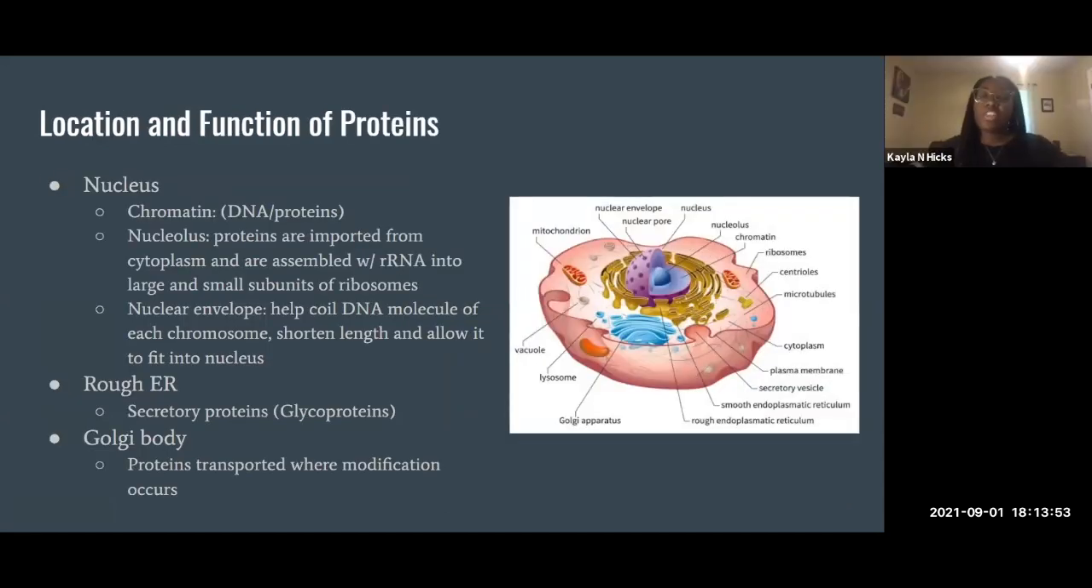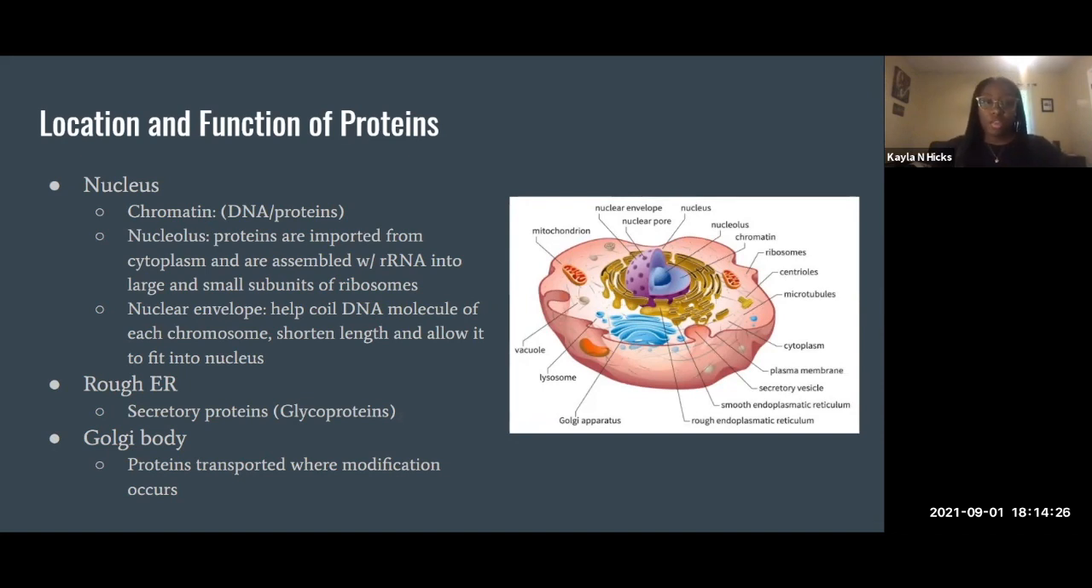So there are many locations and functions of proteins in cells. The first location is the nucleus, and one of its parts is chromatin, where the chromatin is made of DNA and proteins. The second is the nucleolus, where proteins are imported from the cytoplasm and are assembled with ribosomal RNA into subunits of ribosomes. Then there's the nuclear envelope, and these proteins help coil the DNA molecules and shorten the length to allow it to fit into the nucleus.